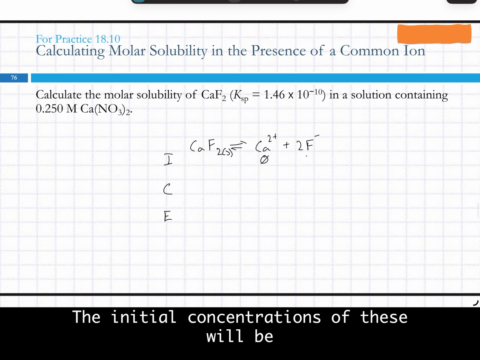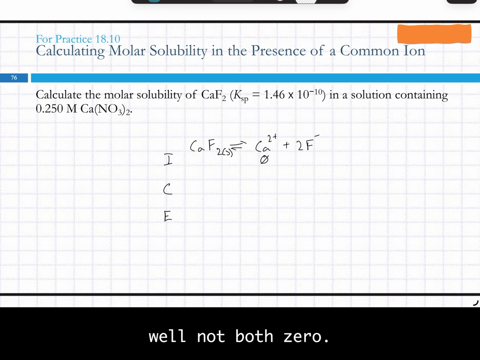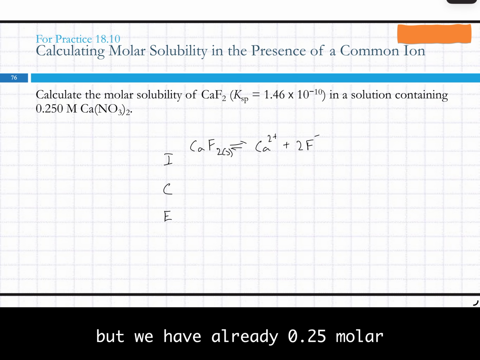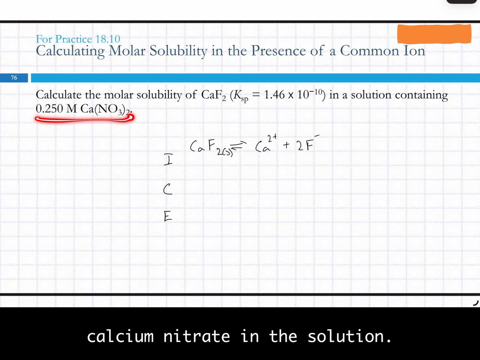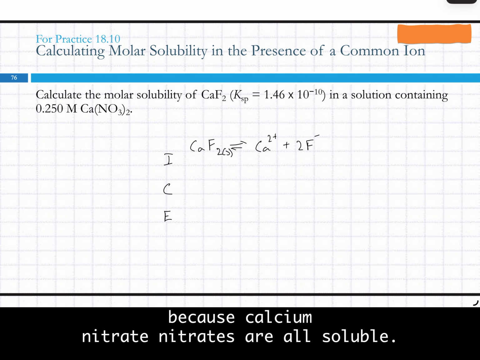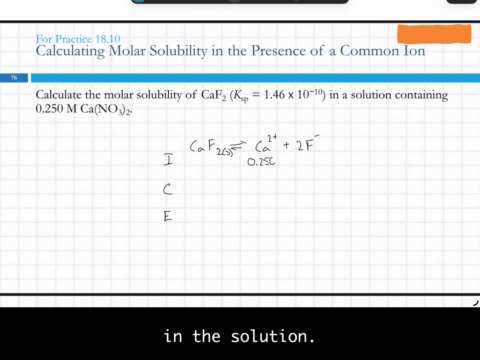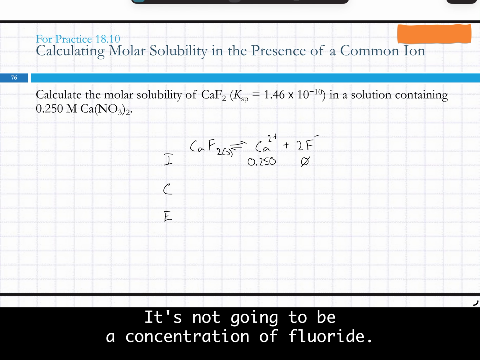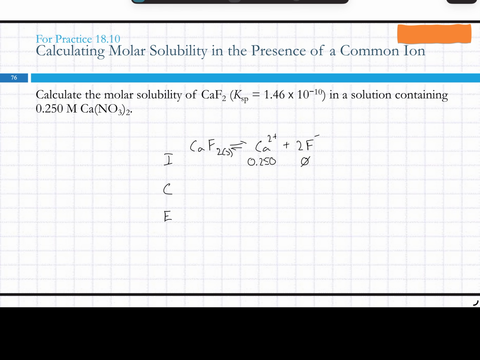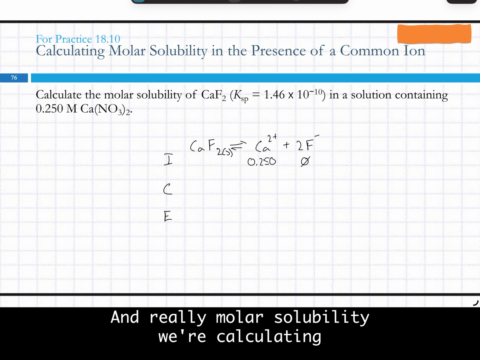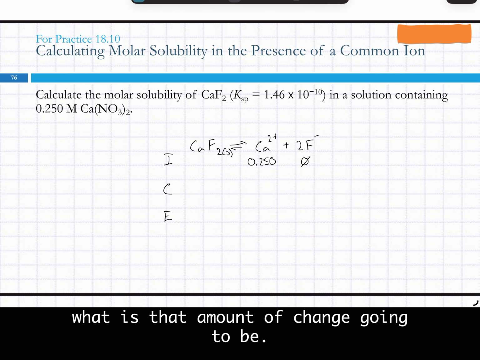The initial concentrations of these will be, well, not both 0. Normally it would be 0, but we already have 0.25 molar calcium nitrate in the solution. Because nitrates are all soluble, there's going to be some concentration of calcium in the solution. There's not going to be a concentration of fluoride. And then these will change by some amount, and really with molar solubility, we're calculating what that amount of change is going to be.